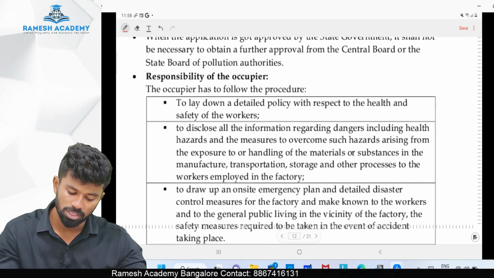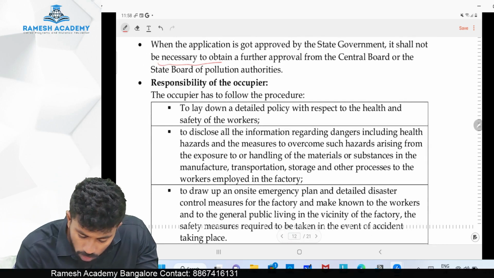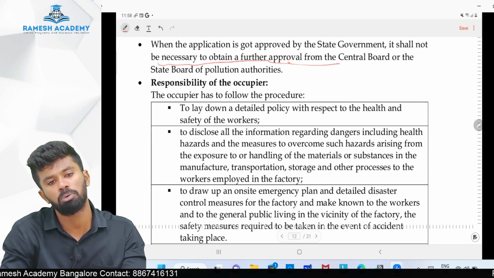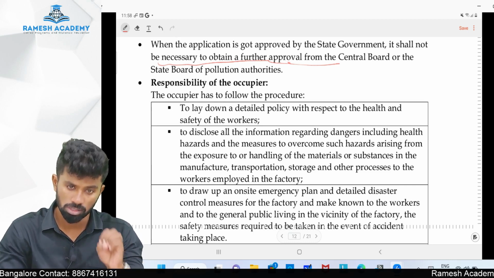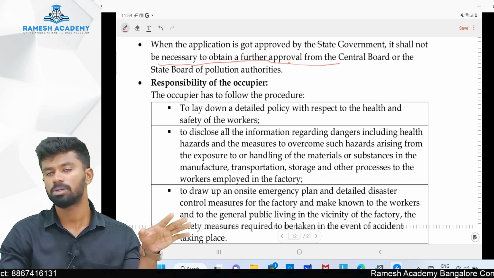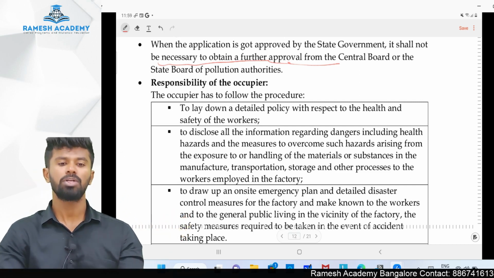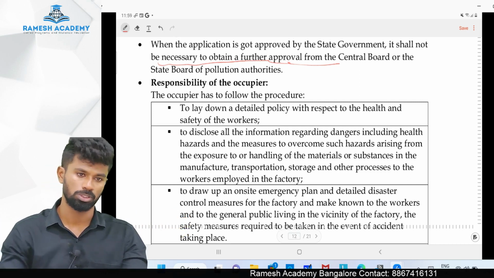When the application is approved by the state government, it shall not be necessary to obtain further approval from central board or state board of pollution authorities. Once the state government gives the approval, it's an omnibus approval, meaning approval is given by all authorities. So there is no need to go again to the water board or pollution board for permission, not required.